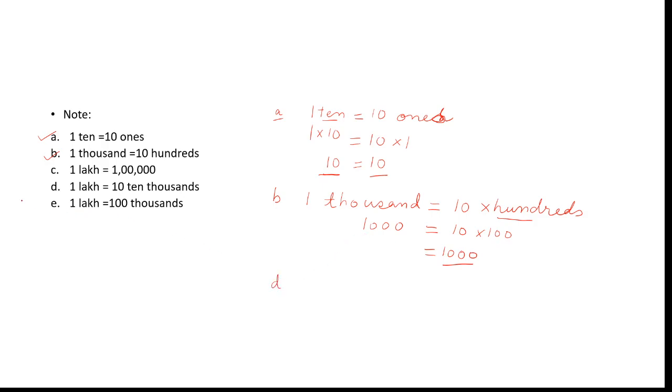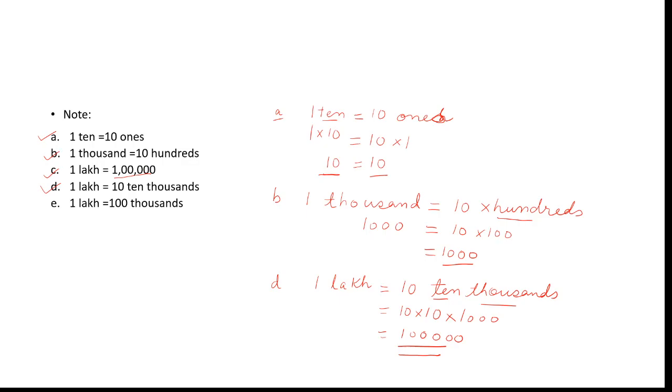Now I am going to explain the D part. This is your 1 lakh equals 10 thousands. You all know how many zeros are there in 1 lakh? Very good, 5 zeros. So how will you write this, children? I have written here 10 thousands. In place of this 10, I am writing 10 over here, and this 1000 I am writing over here. And what will be the answer, children? Here we will have 1 lakh. Now you can see the C part, 1 lakh equals this much, and here we have the same answer. In this way you have to complete these questions.